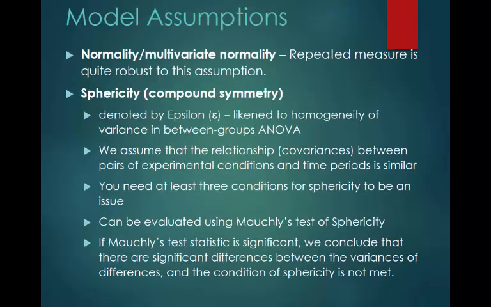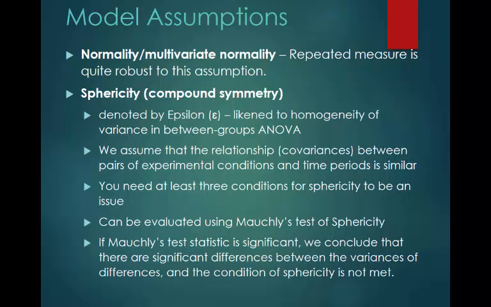Okay, so this is really interesting because they have normality and multivariate normality, but they also have sphericity and compound symmetry. Basically what you're saying is that you're assuming that the covariances between the pairs of the experimental conditions and the time periods, you want all those variances to be similar, and you're assuming that, so then you would be able to identify any sort of non-systematic variance, right? And so you would need at least 3 conditions for it to actually be an issue. If you only have 2, it's not going to be an issue.